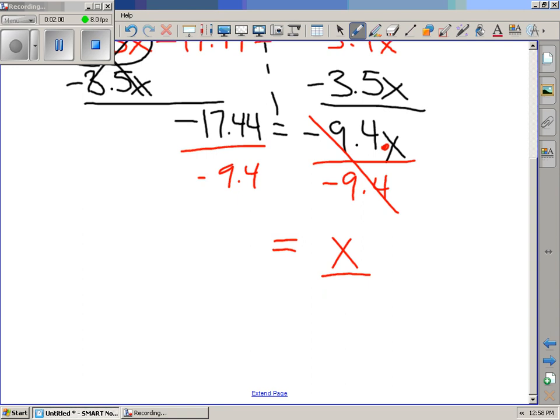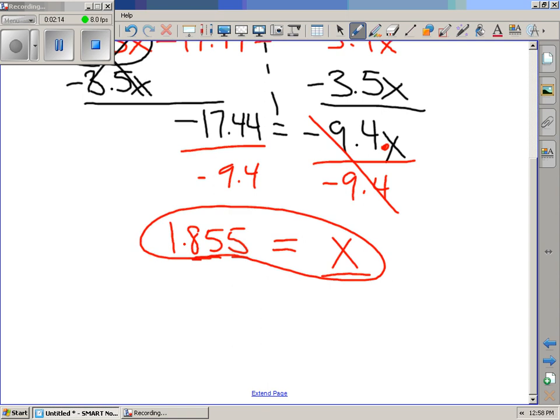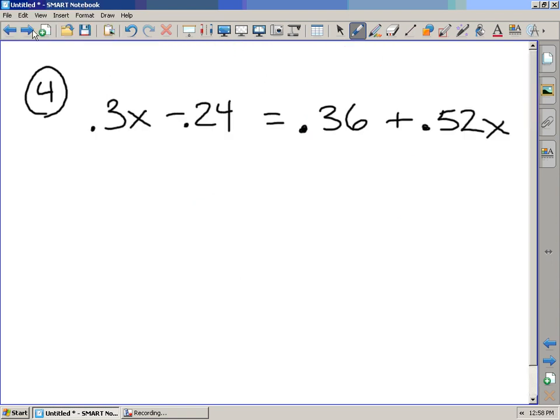And we get 1.855. And I'm going to round it to the nearest thousands place. So tenths, hundredths, thousands. So 1.855. And that's not what it equals exactly. It's approximately, since we rounded.